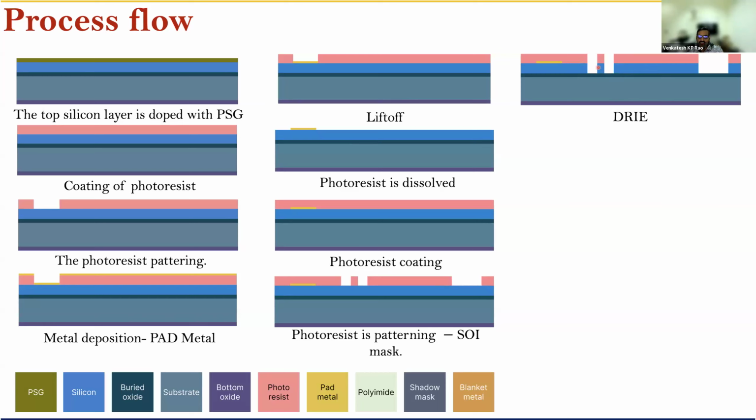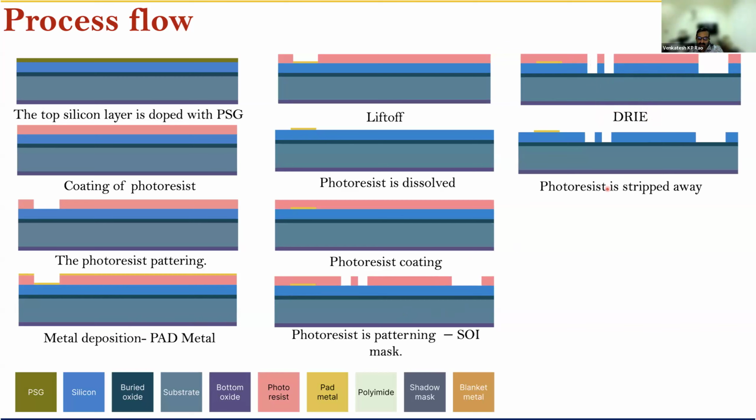And since the thickness is quite large, I need to go for deep reactive ion etching. Now I will do the DRIE process. Now I will get the deep cavities on the structure. After the DRIE, I need to strip away this photoresist also, right?